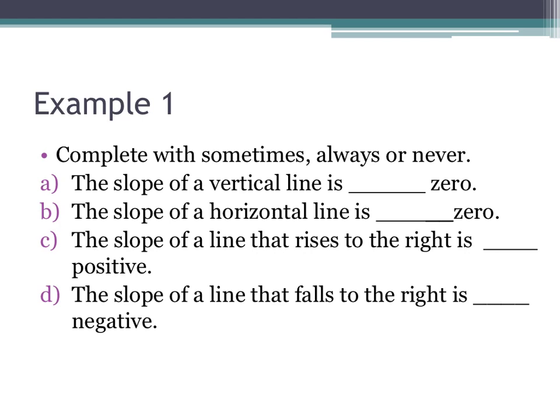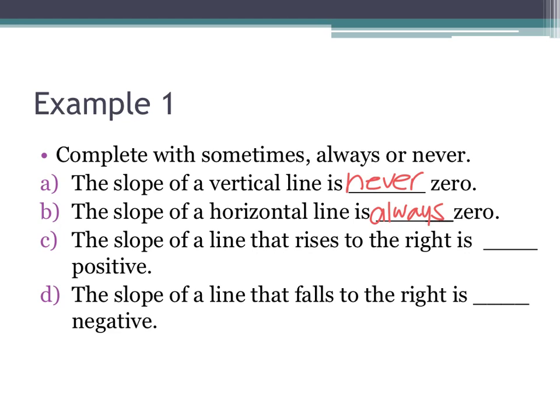All right, so A, the slope of a vertical line is blank 0. Never. It would be what? No slope or undefined, right? Okay. B, the slope of a horizontal line is blank 0. Always.